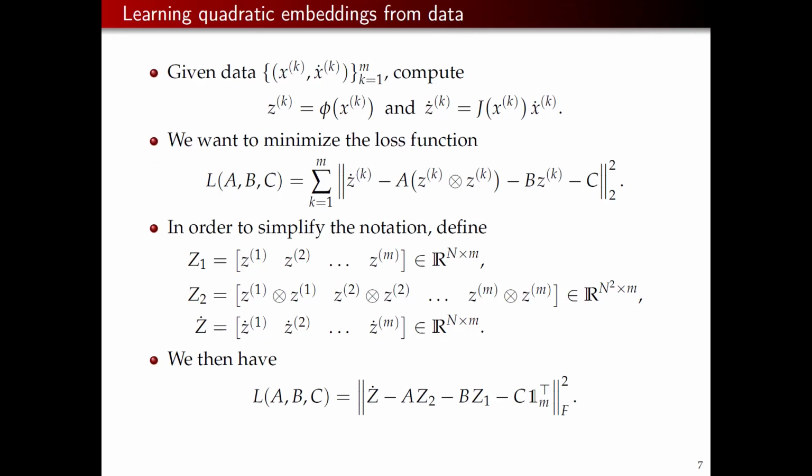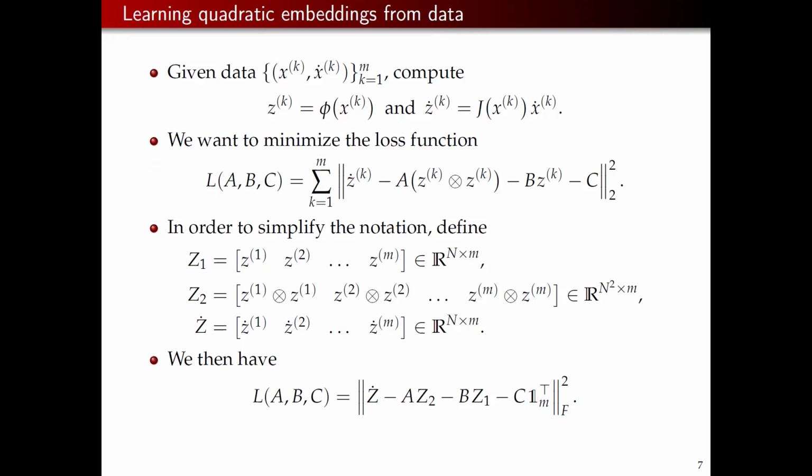And in order to simplify this and in order to compute the optimal solution, we write this in matrix form. So we define all these data matrices here. Z1 just contains the data points themselves mapped to the higher dimensional feature space. And then this matrix Z2 contains all the quadratic terms. So this contains Z1 and then the Kronecker product with itself and so on. And then the last matrix, this is very similar to SINDy as well, just contains all the time derivatives here.